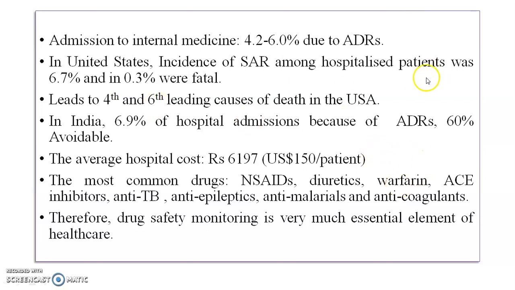Just imagine, if 60% of ADRs are avoidable, the role of the clinical pharmacist is very important in the Indian healthcare scenario. The average hospital cost for a patient is almost about $150, so the total cost is about $6,197. So the cost because of ADR is very high. Hospital cost is incurred by the patient, so this is also one of the major burdens on the patient. The most common drugs which lead to ADRs are NSAIDs, non-steroidal anti-inflammatory drugs, and diuretics.